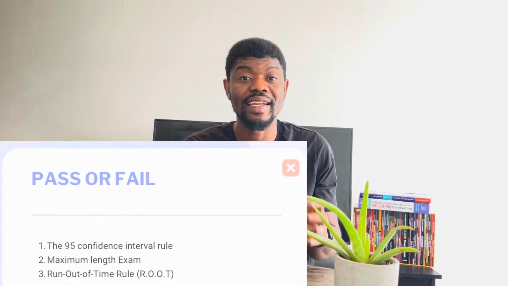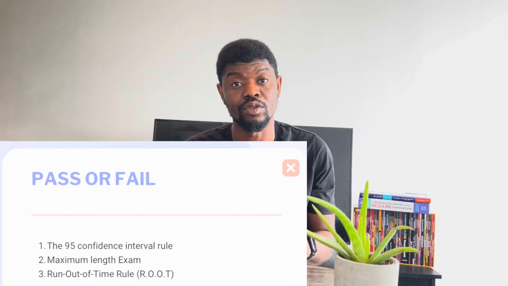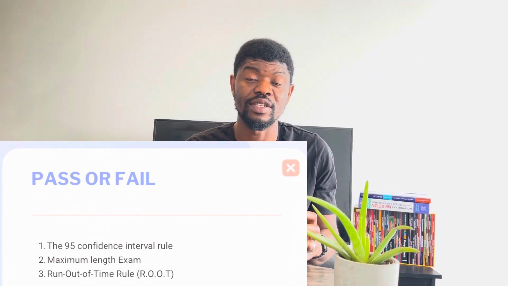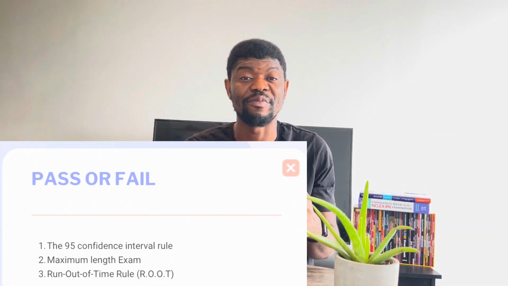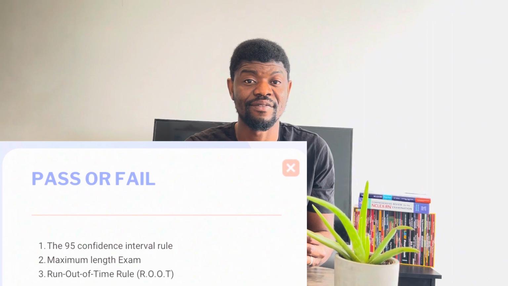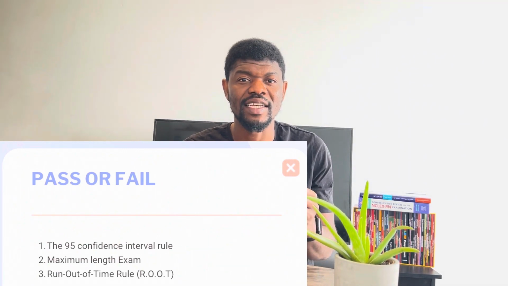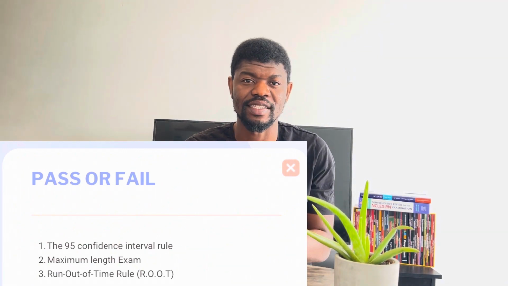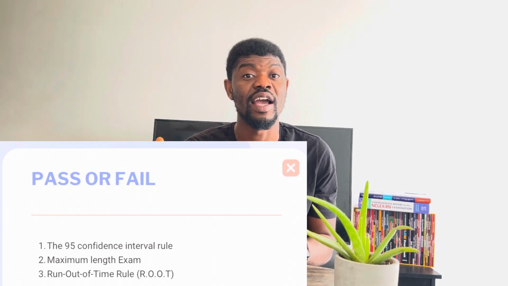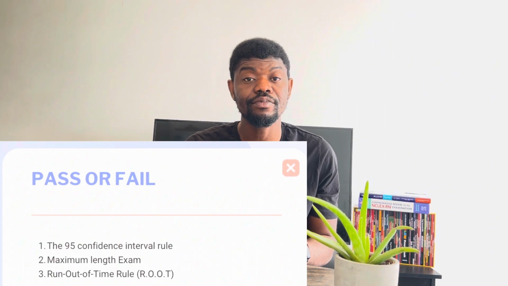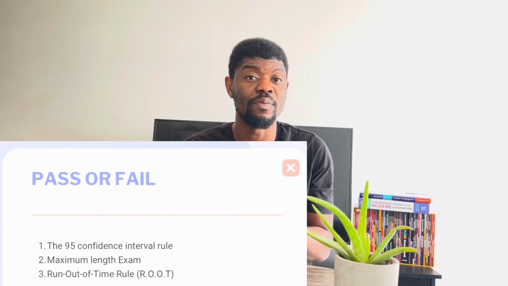And so we've got a 95% confidence interval rule, and this is just when the computer gets 95% confidence in your answers that you are above the passing standard. When that happens, the computer stops the test. Also, when the computer doesn't get a 95% confidence interval, it gives you more questions until you get to 150. Now, that leads me to point number 2, which is the maximum length exam.